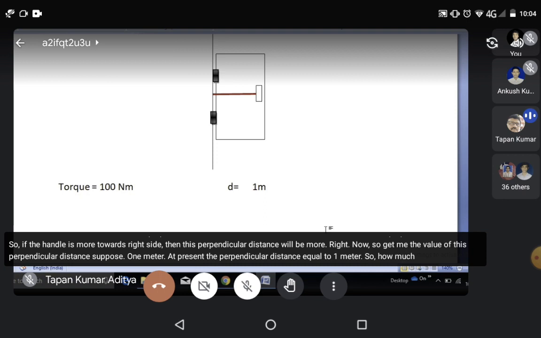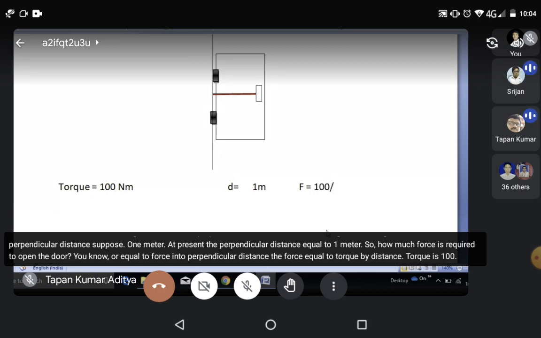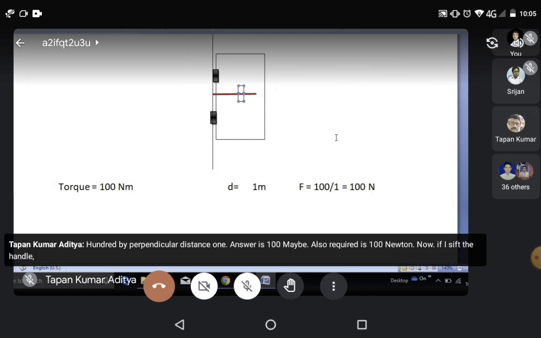Now, how much force is required to open the door? You know, torque equals force into perpendicular distance. So force equals torque by distance. Torque is 100. 100 by perpendicular distance, which is 1. Answer is 100 Newton. Clear? Force required is 100 Newton. Now, if I shift the handle to the middle of the door, you see the diagram, I'm shifting it.